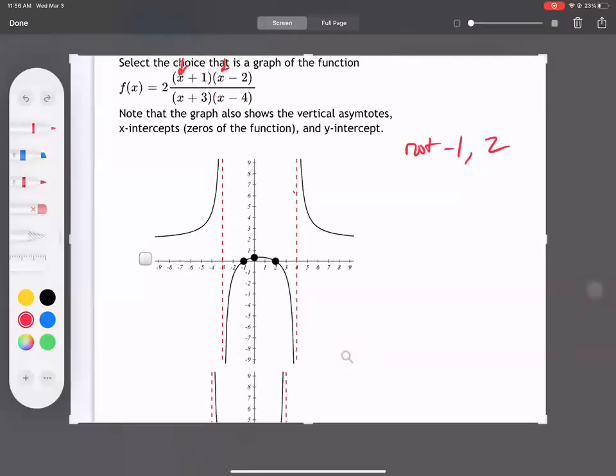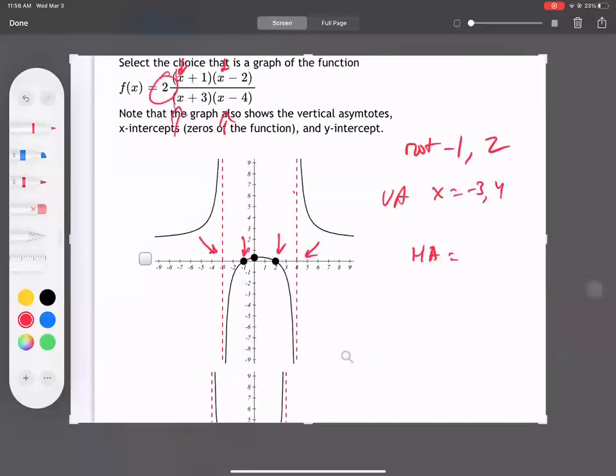Negative 1 plus 1 is 0. 2 minus 2 is 0. What are my vertical asymptotes? When will the denominator go to 0? When x is negative 3 and 4. So looking at my first problem, we do have our roots at negative 1 and 2, and we do have our vertical asymptotes at negative 3 and 4. This looks like the graph, and it might be it. Horizontal asymptote, it's going to be 2.